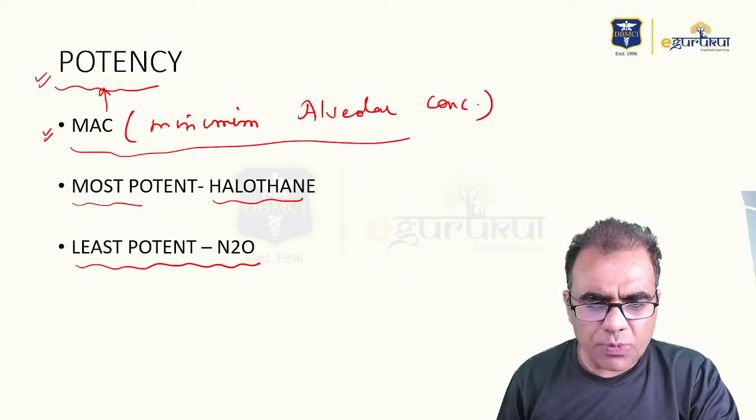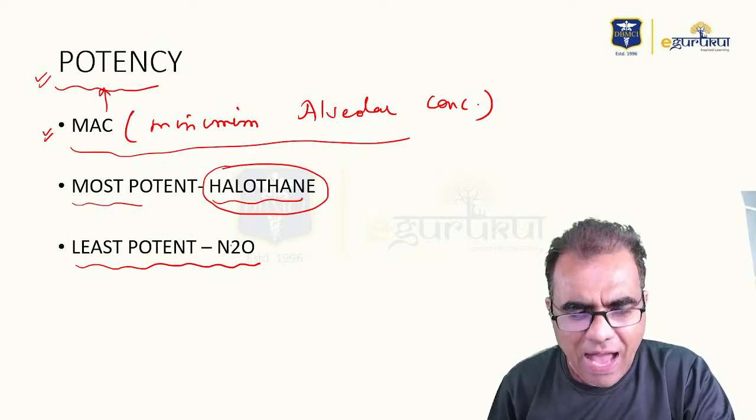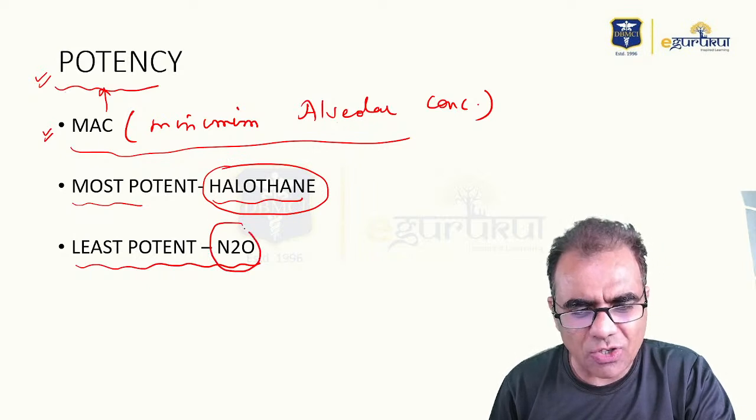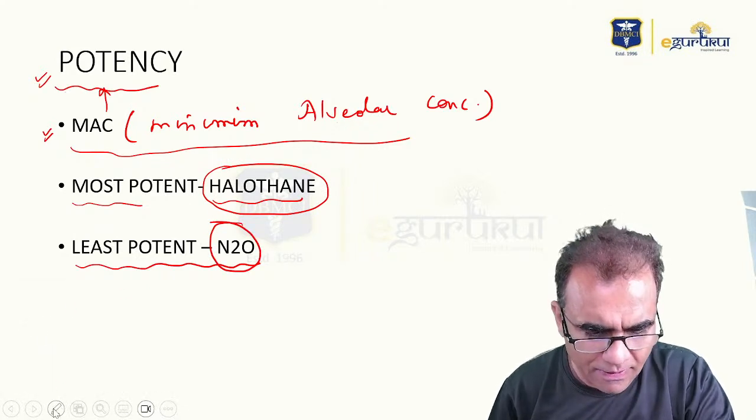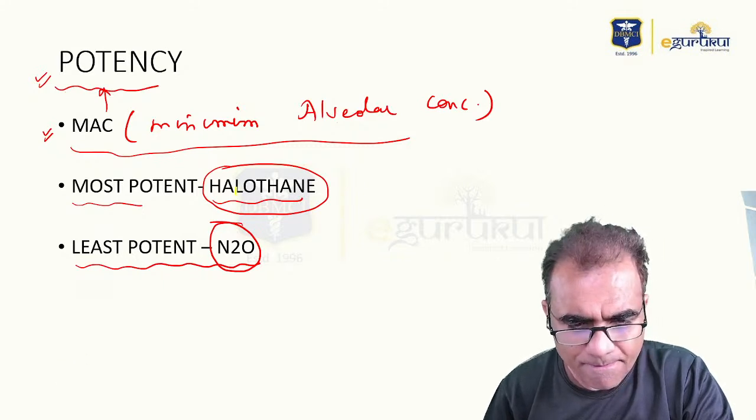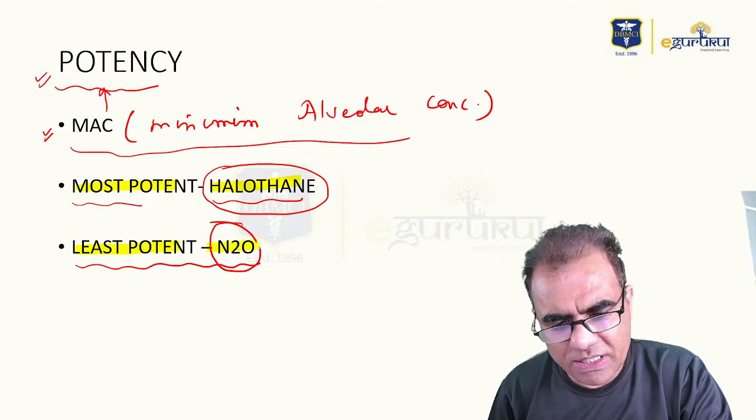Most potent, I told you, is halothane among these, and the least potent is nitrous oxide. That's it. You have to remember most and least potent. Most potent is halothane and least potent inhalation agent is nitrous oxide.